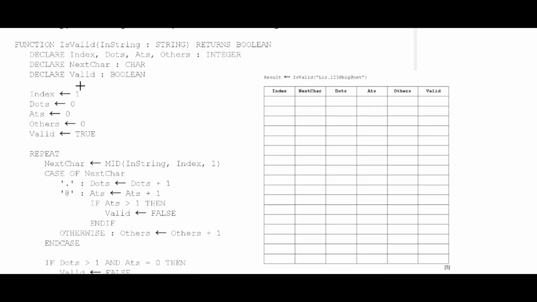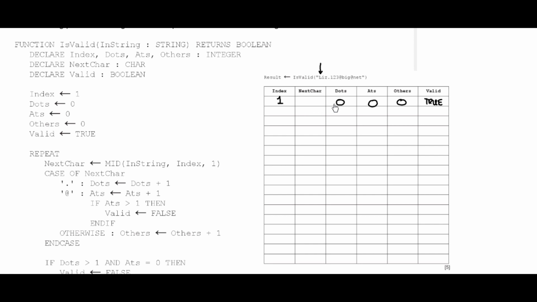I'm bringing it to the previous page so that I can look at the pseudocode and work with it. So is valid. First, I'm sending the first letter, a capital L. Index is initialized to 1, dots is initialized to 0, ats is initialized to 0, others is 0, and valid is initialized to true. Then we want to start our repeat loop. Next char is mid in string index 1.